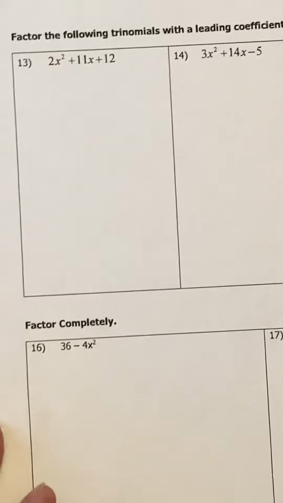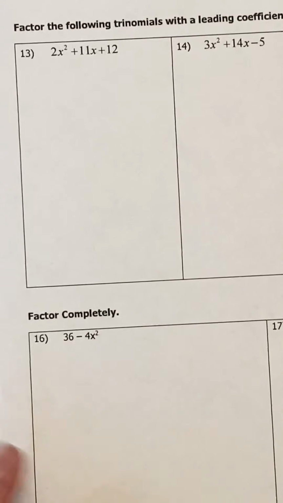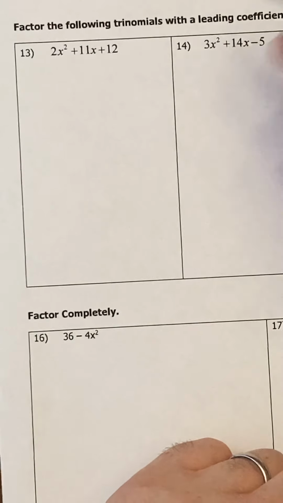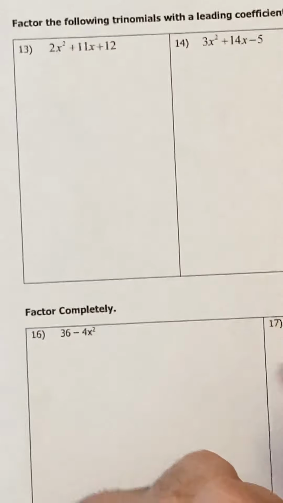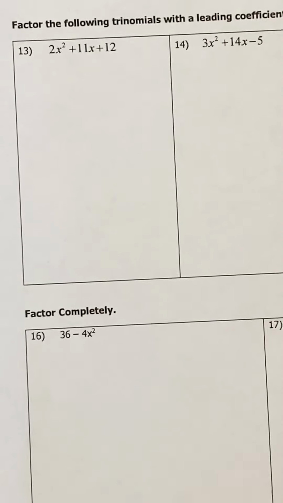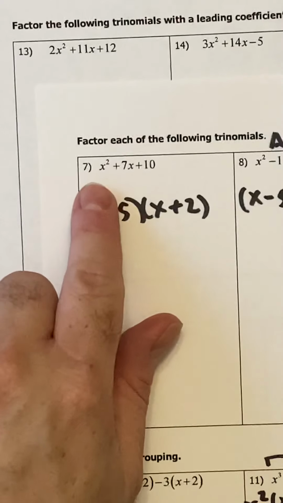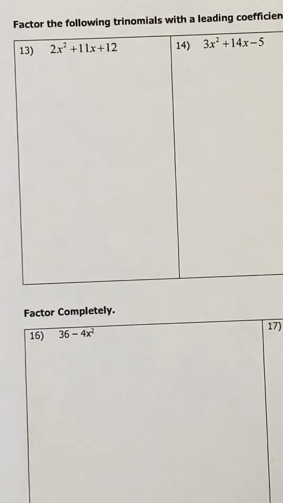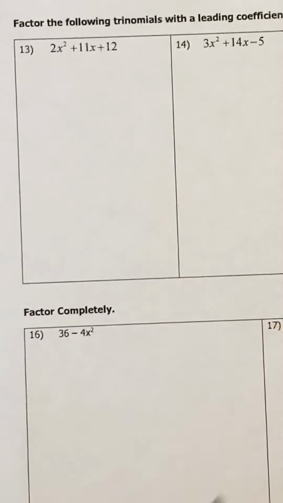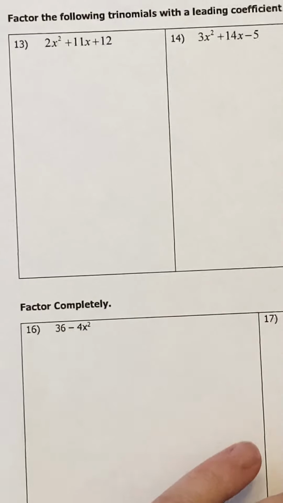Okay, so here we're going to have trinomials with a leading coefficient, a number in front that's not 1. If we look at the quadratic trinomials we had over here, the number in front was always a 1, even though it wasn't written. It was technically a 1. But here we have a 2. So I'm going to show you a technique that you could use.